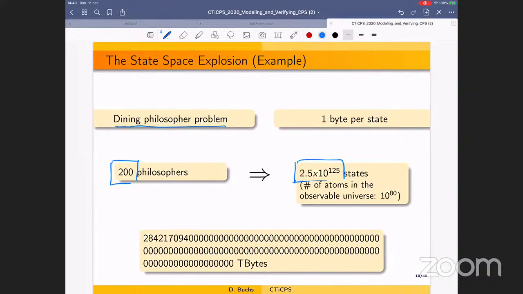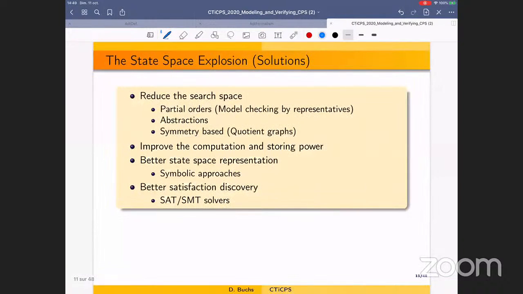For instance, one proof of this is just the fact that the number of atoms in the universe is largely smaller than the number of states in this case. So what can we do? In this case, there is only one solution, which is to not examine directly all states. So how to do this?